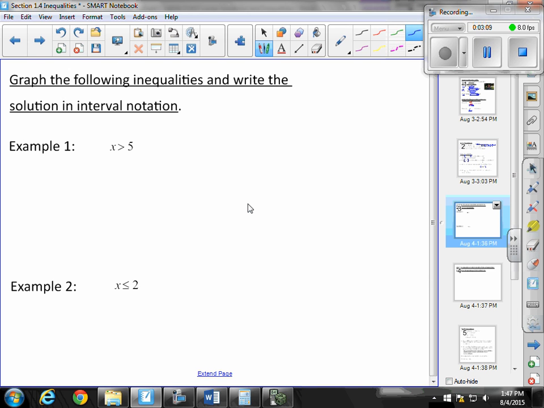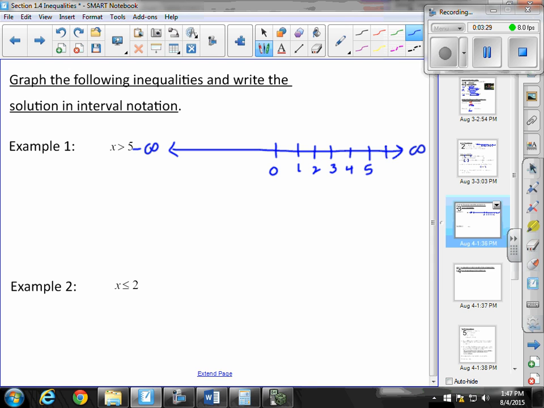So let's do some examples here. Graph the following inequalities and write the solution in interval notation. So I'm going to draw my number line. Negative infinity to the left, positive infinity to the right. And here it says x is greater than 5. So I like to identify where 5 is on my number line.